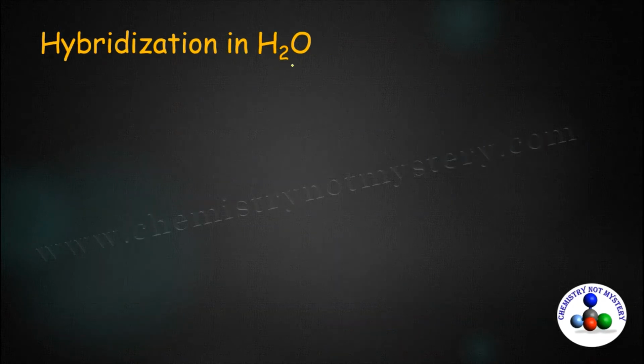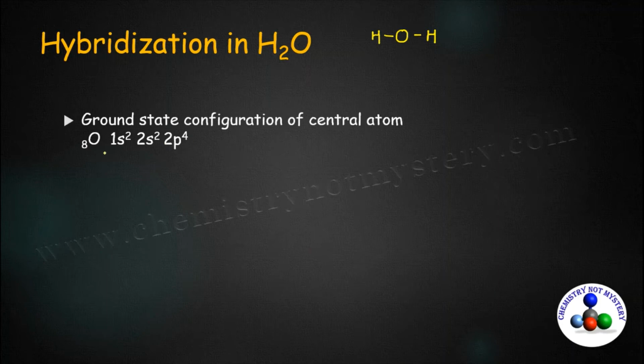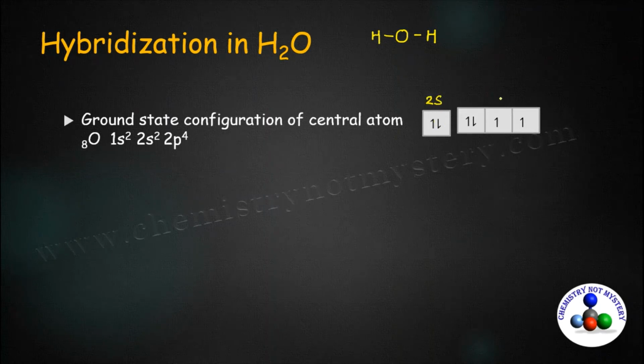Now come to the hybridization in water. So first of all, draw the skeletal structure of water. Here the central atom is oxygen that is bonded with 2 hydrogens. Atomic number of oxygen is 8, so the configuration will be 1s2, 2s2, 2p4. When you fill electrons in it, you will get 2 electrons in 2s and 4 electrons in 2p.